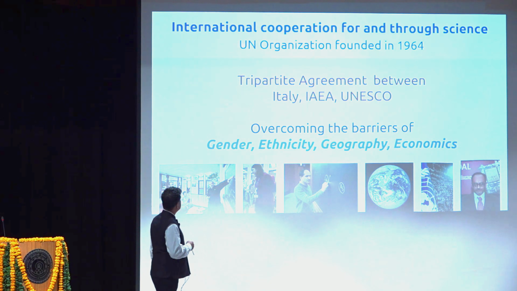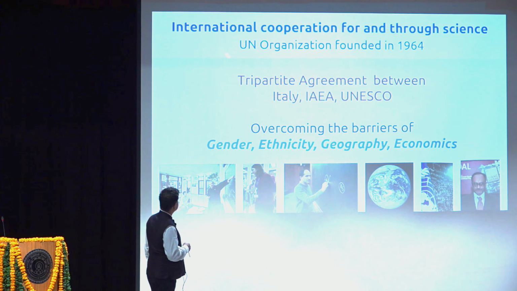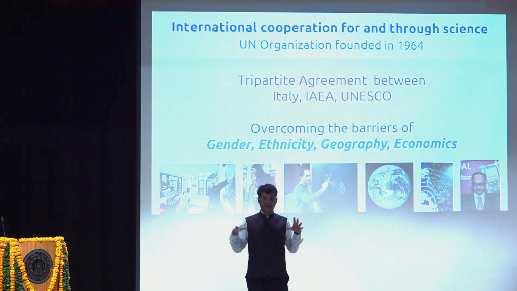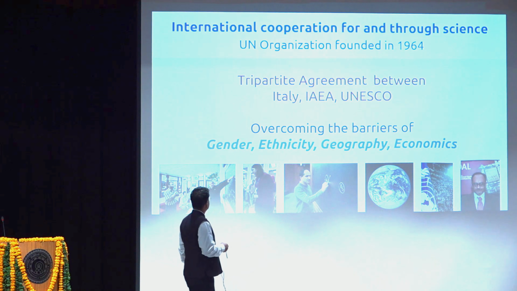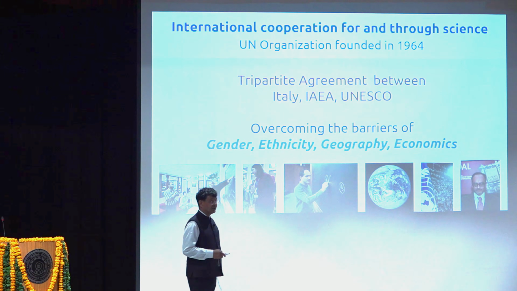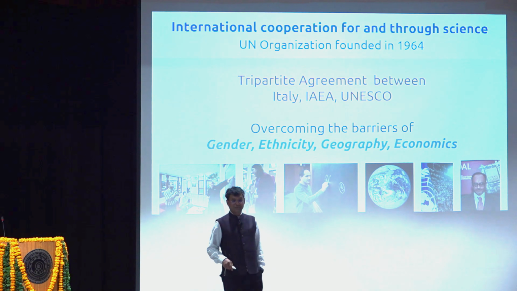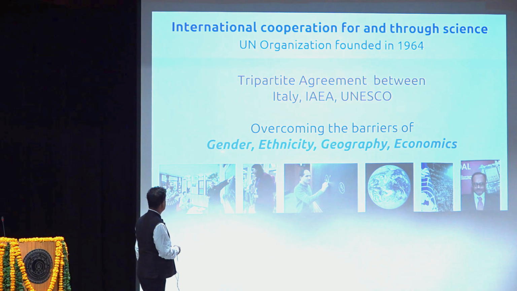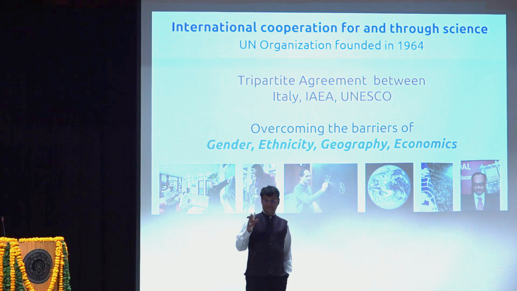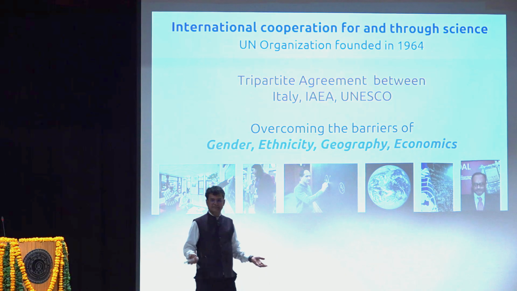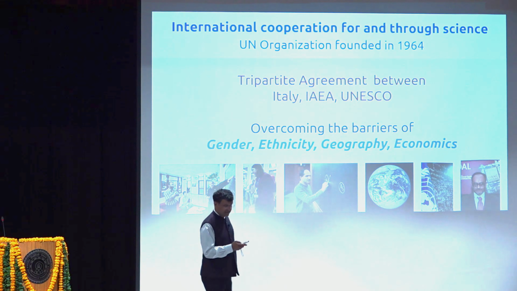So ICTP was founded as basically international cooperation for and through science. It's a UN organization, so we are not actually Italian. We are located in Italy, but we are a UN organization. We are governed by a tripartite agreement between Italy, the International Atomic Energy Agency, and UNESCO. Robert Oppenheimer was the first chairman of our council, who helped to formulate the vision for ICTP for the coming years. And the idea is to overcome the barriers of gender, ethnicity, and also very importantly, as you know, geography and economics, to make science globally available, to make advances in science available to everyone, irrespective of where they are.